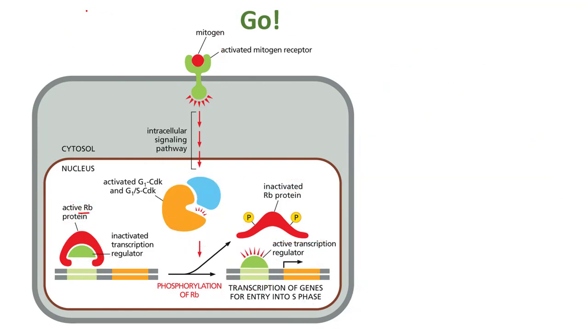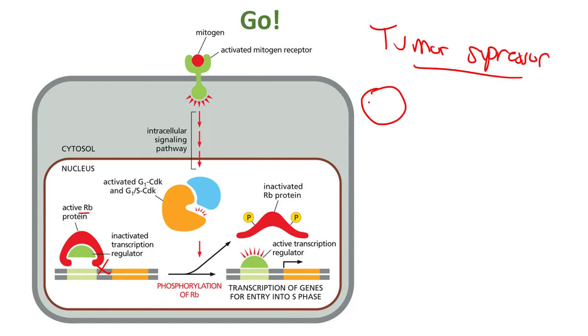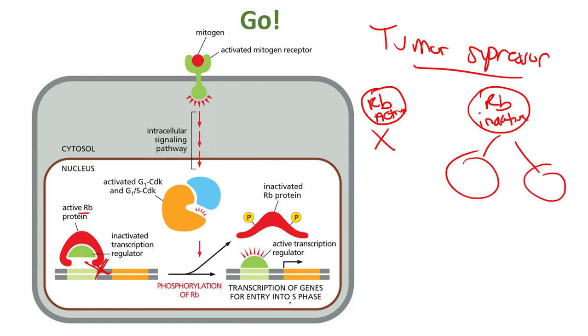Now the RB protein is considered a tumor suppressor because it's preventing transcription of cell replication genes. So meaning if you have a cell, if the RB protein is active, it cannot divide at all. The RB protein's blocking cell replication. But if the RB protein is inactive, now the cell is free to transcribe those genes and the cell can divide. So in the active state, cell can't divide. If the RB is inactive, it can divide.